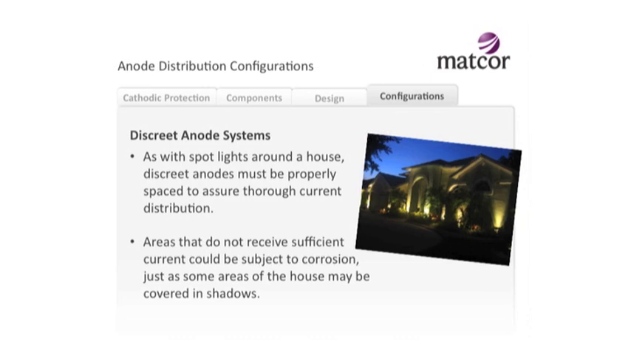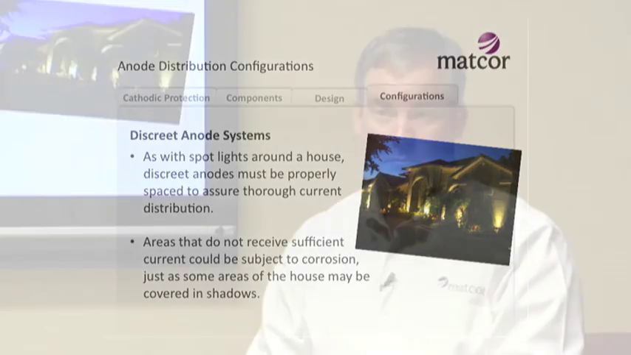The issue with discrete anodes, just like spotlights around a house, is where do I put them and how do I make sure that they're spaced so that I'm getting current everywhere? Because if I don't put the lights in the right place, there might be areas that aren't getting current. That's more of an art than a science. In fact, if you take the same application and give it to 3 different CP designers, you're going to get 4 different designs, because everyone's going to space them a little differently, place them a little differently.